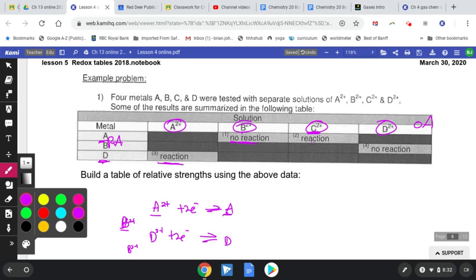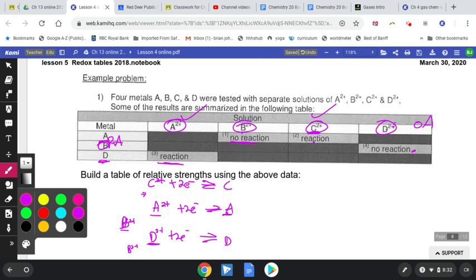C2 plus reacts with A. So where are we putting C2 plus? Above. And I'm going to leave room in case I need to squeeze one in there. C2 plus, 2 electrons goes to C. Okay, so A and C are done. What about D? D2 plus does not react with B.